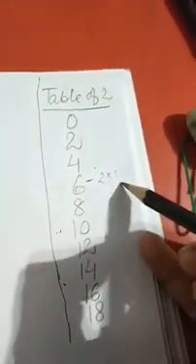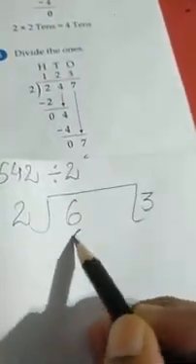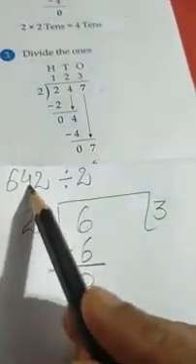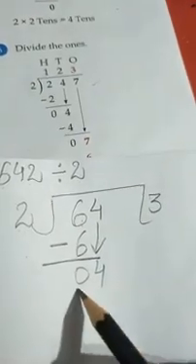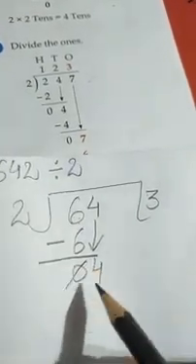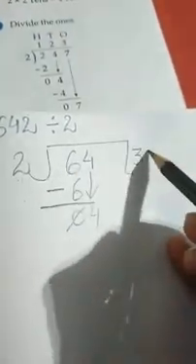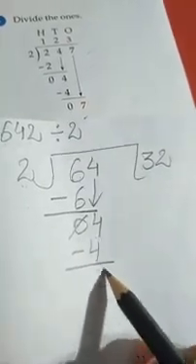Here we will see we got here 6. 2 3 the 6. Now 6 minus 6, 0 is there. Next digit is 4. We will write it downside. 0 4, 0 we will ignore. Now only 4 is with us. Now we will see the table of 2. Here we can get 4. 2 2's the 4. Yes, now we will divide it. 4 minus 4, 0 we will get.